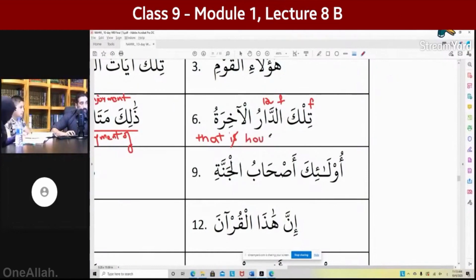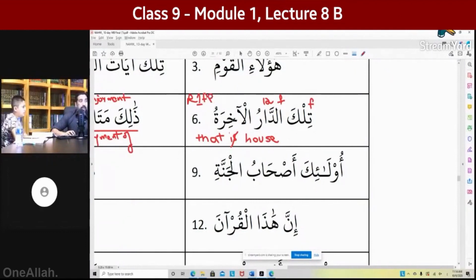But wait. Maybe the house has a description. Can you give me four properties of the word house? Rafa, nasab, or jar? Ad-daru is rafa. It's one. And it's feminine. Why? Because the Arab said so. And it's proper. Why? Because it has al.